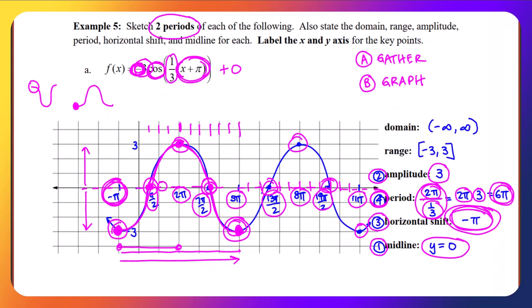Let me go back for a second. I neglected to talk about the domain and range. This thing goes forever left and right, negative infinity to infinity. This goes down to -3 and up to 3, and it gets there, so I include it with brackets.